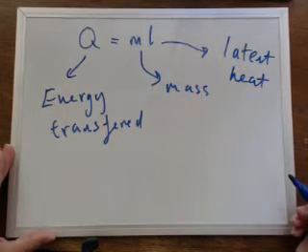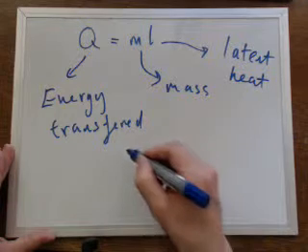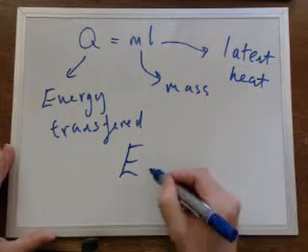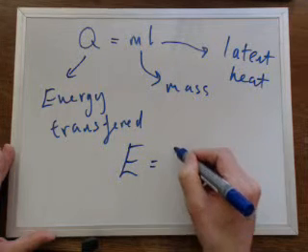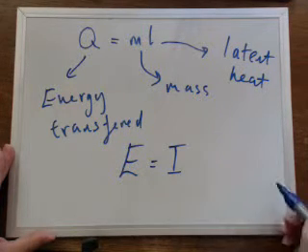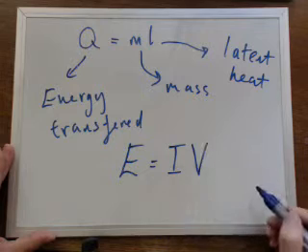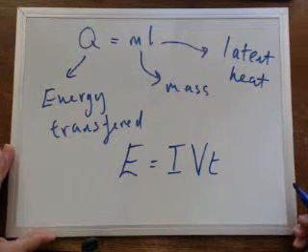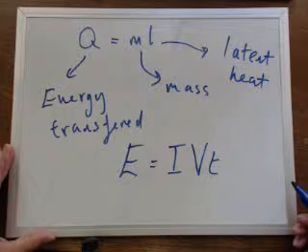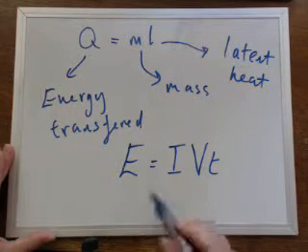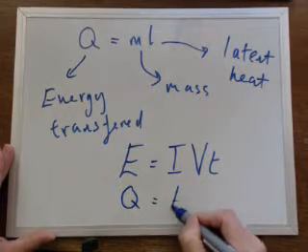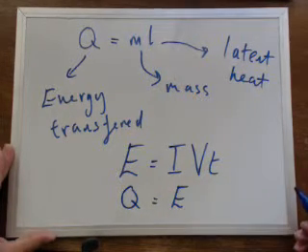The other equation we need to look at is that the electrical energy put into the heater, E, is equal to the current in amps I, times the voltage V, times the amount of time in seconds in which the heater was switched on for. And in our experiment we'll find that the energy transferred will be equal to the energy supplied from the heater.